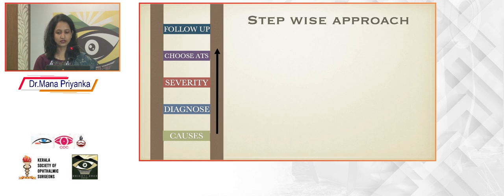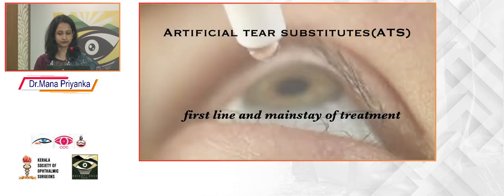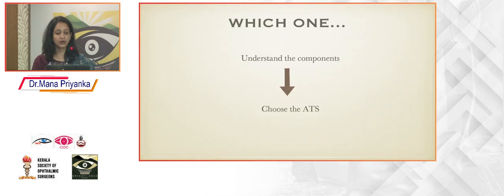We have to diagnose the cause of dry eye disease. Knowing the severity of the condition helps us come to a conclusion on the apt tear substitutes we are supposed to use. So artificial tear substitutes are the first line and mainstay of treatment. The natural tear film is a highly complex multidimensional fluid gel solution that ensures normal homeostasis of the ocular surface. Therefore, any artificial tear substitute we use should be aimed at treating the condition and replacing the normal tears. But which one to use?